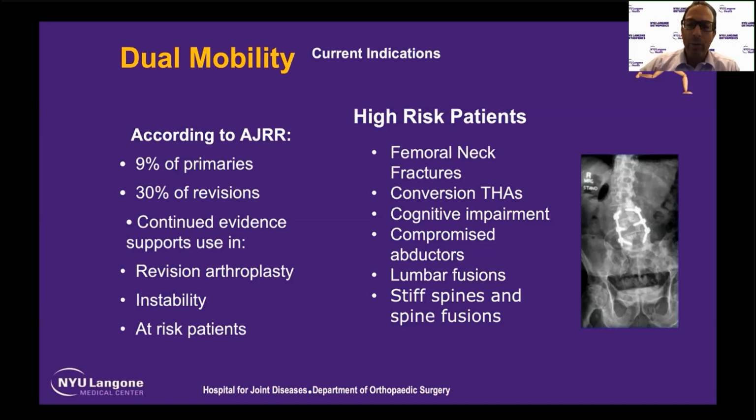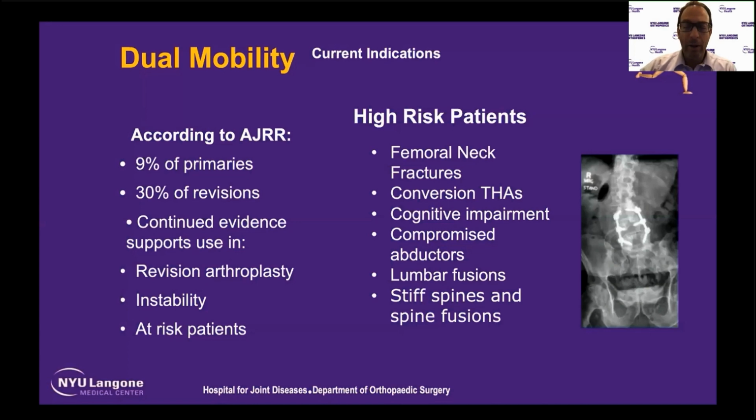What do we call high-risk patients? So for me in my practice, patients that I start thinking about dual mobility are patients with femoral neck fractures, conversion total hips, patients with cognitive impairment, compromised abductors, especially patients with hip-spine issues, lumbar fusion, and fusions down to the pelvis.